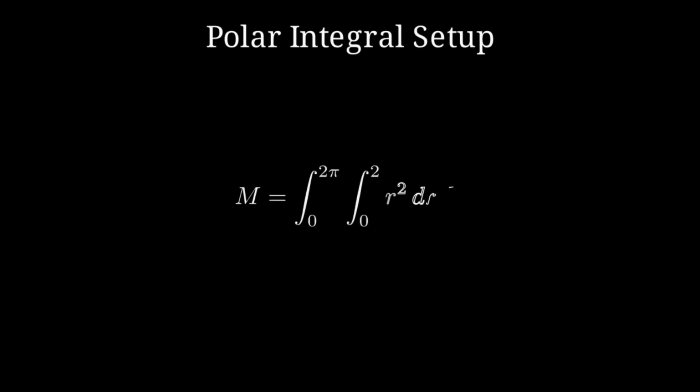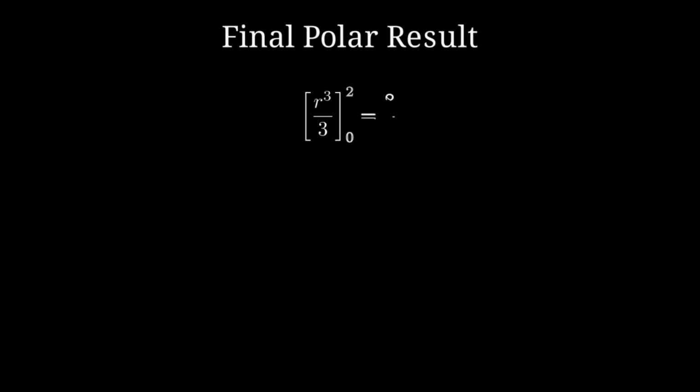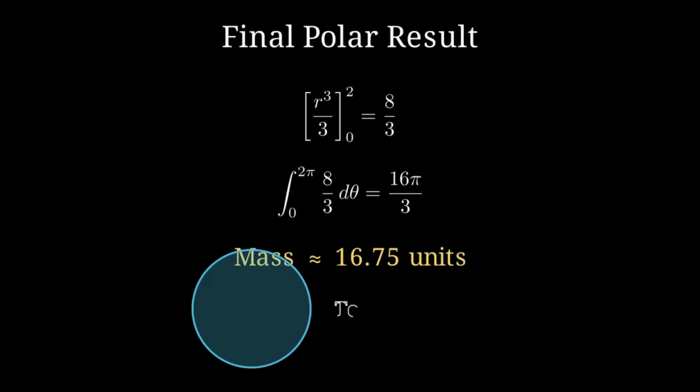Our limits for a full circle of radius 2 are r from 0 to 2, and theta from 0 to 2π. We integrate r squared with respect to r first, which gives us r cubed over 3. Evaluating the inner integral gives 8/3. Integrating 8/3 with respect to theta over a full circle multiplies the result by 2π, resulting in a total mass of 16π over 3.